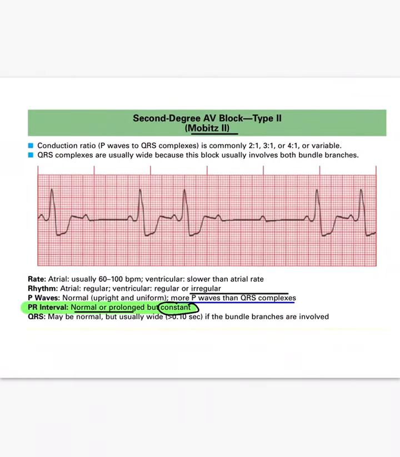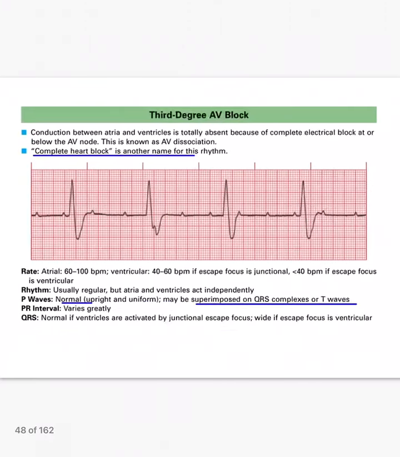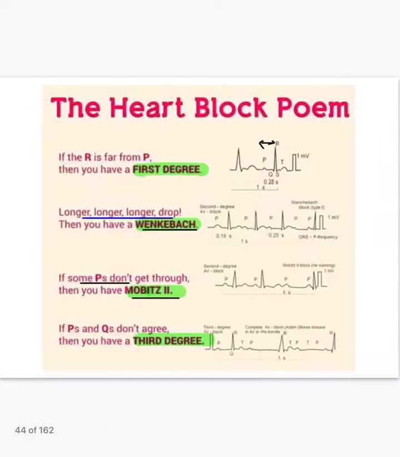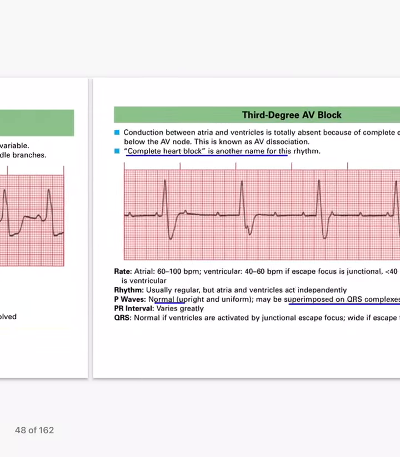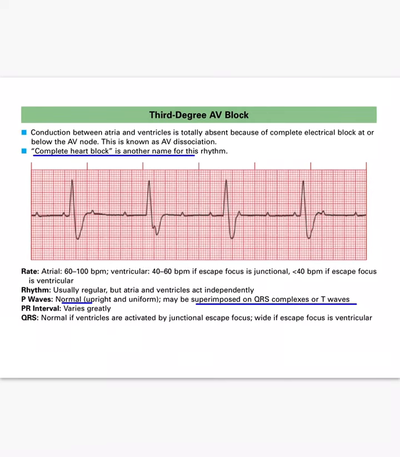Here the PR interval is constant, and here you also have more P waves. Okay, this is important. Now coming on to the type 3 block. When you come to type 3, if P and QRS don't agree, that is the type 3 block. This is also known as complete heart block.